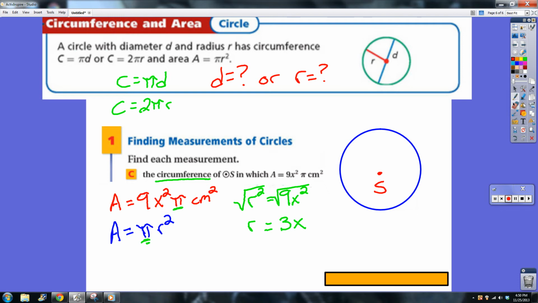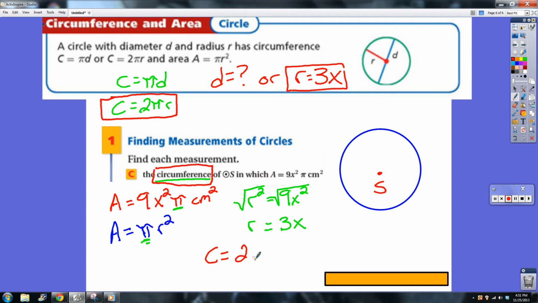Now that we have the radius, can we find the circumference? Radius is equal to 3x. We found our radius, but we want to find our circumference. That's what we were told to find, the circumference. Are we going to use circumference equals pi times diameter or circumference equals 2 pi r? Take a moment and think about which one of these will make your life easier and involve fewer steps. I'm going to choose this one down here because we have the radius. I can find the diameter pretty easily, but it's just an extra step I don't need to take at this point in time.